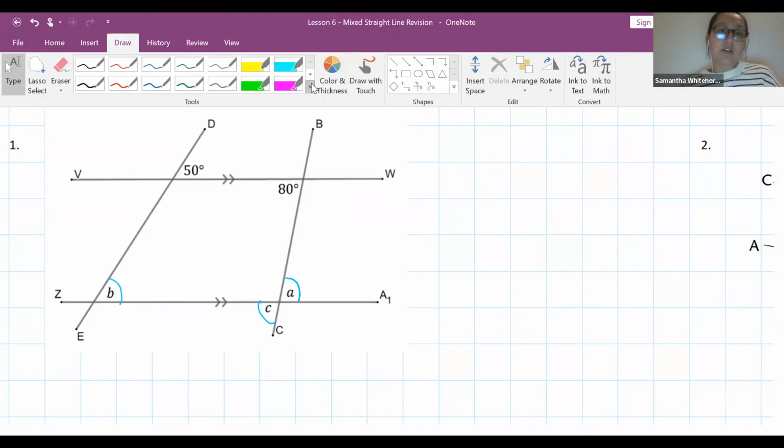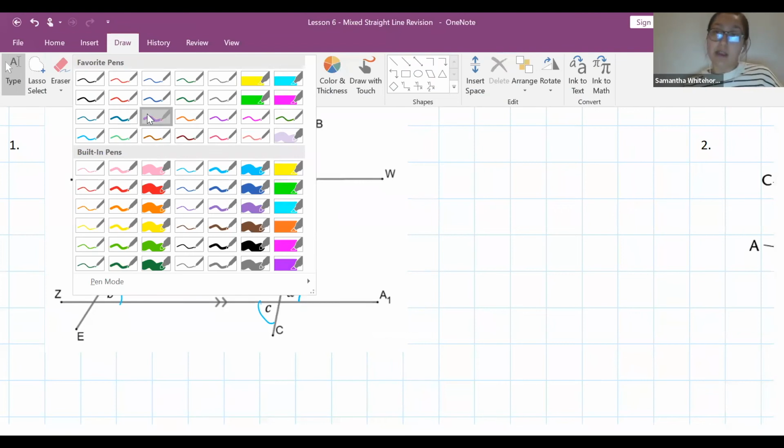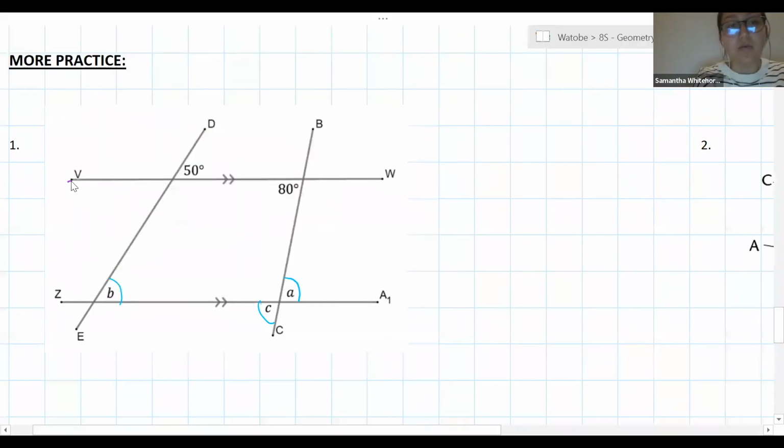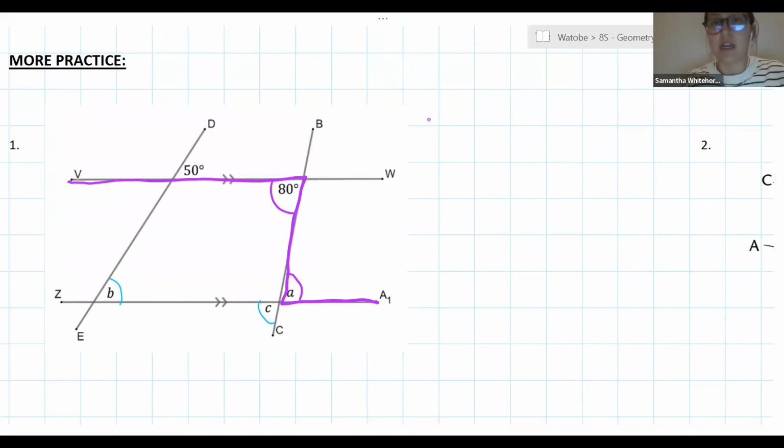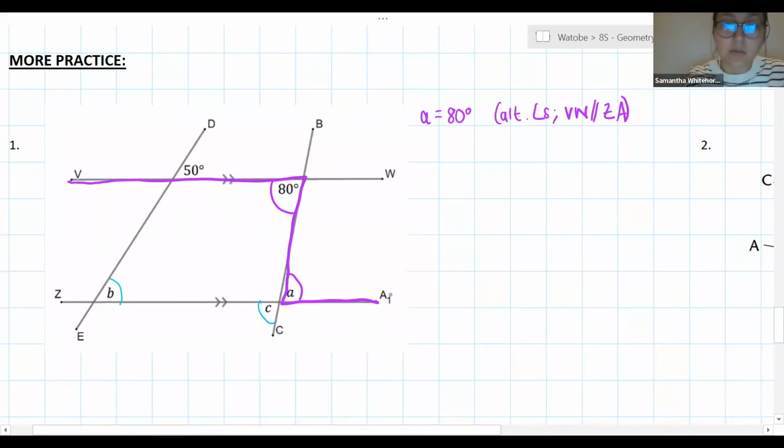If I have a look at my diagram, I see I've got parallel lines. What that means is I've got a Z. So there in purple is my Z, which means that this angle A and this angle 80 are alternate angles. That's the first thing I can write down. A is equal to 80 degrees, alternate angles. Remember your parallel lines. So in this case, it's VW is parallel to ZA. I don't know why there's a 1 there. Sorry, I should have taken that out. We can just scratch it out.